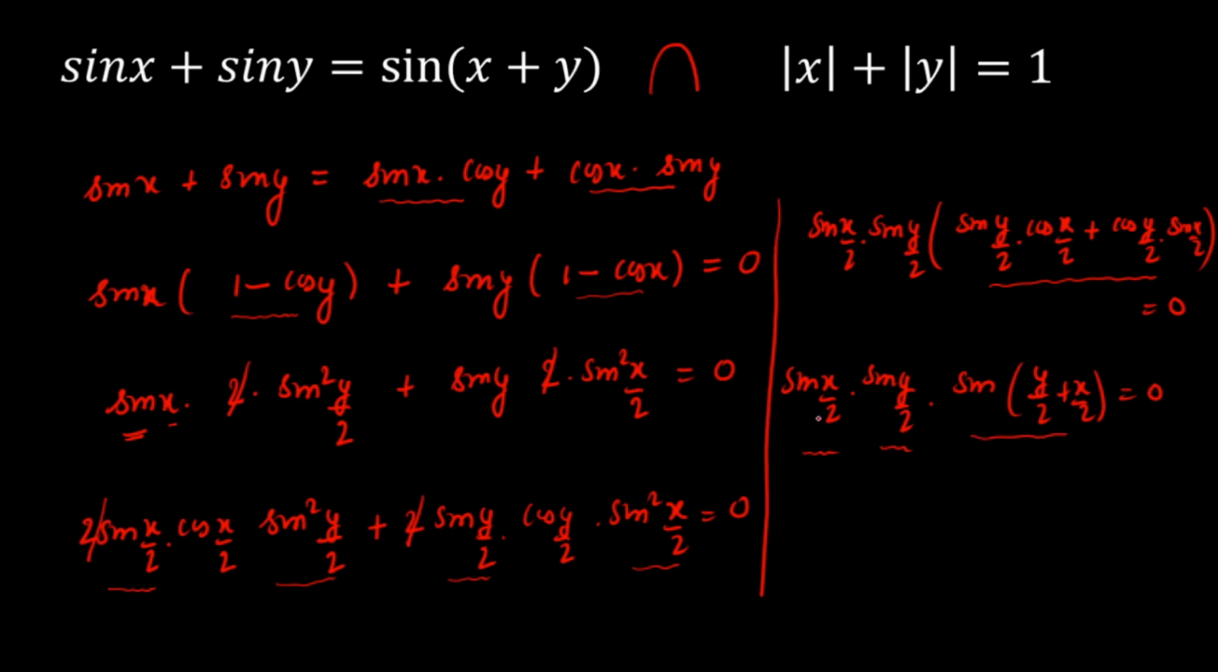That is, we got three terms, that is product of three terms, either this is equal to 0 or this is equal to 0 or this is equal to 0. So I'll solve this in the next slide.